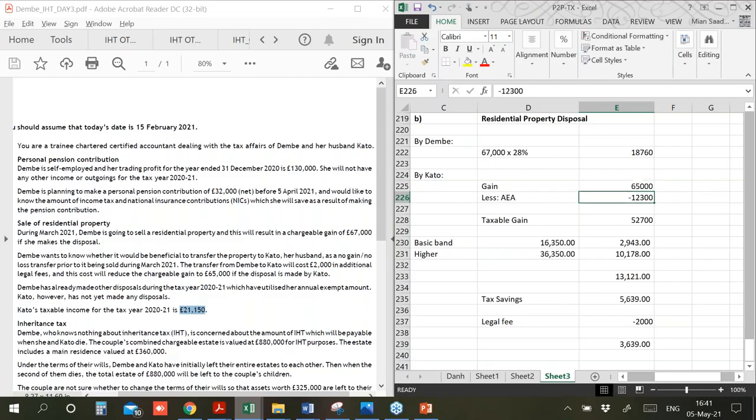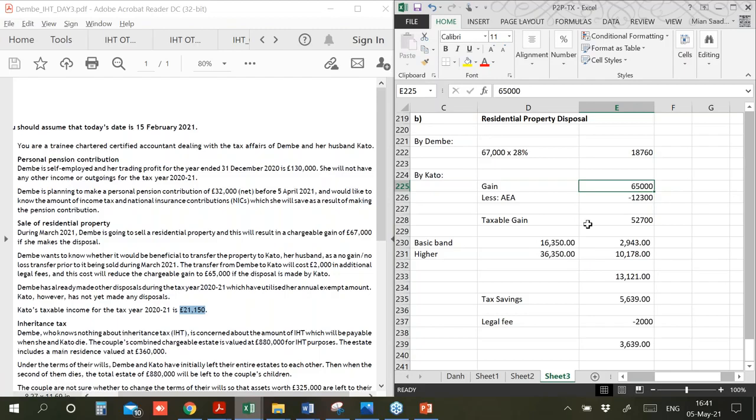If I just click here, it will update all of my workings. That is the advantage of putting formulas everywhere: if you make a mistake, with a single click you can easily correct your answer completely.